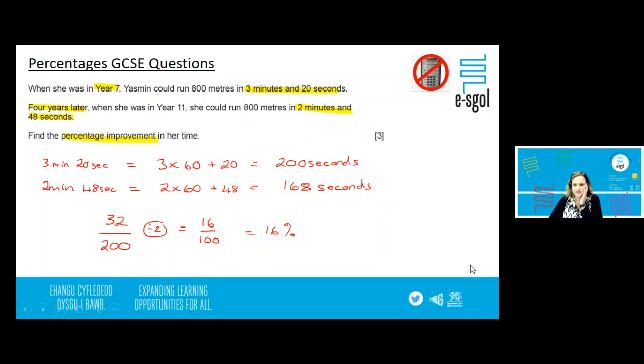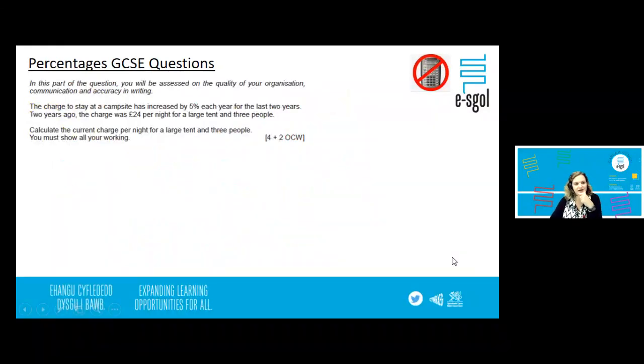Okay, on to another GCSE question. Again, pause the video, have a little read of this one, try it yourself, and then I'll come back in and go over this one with you.